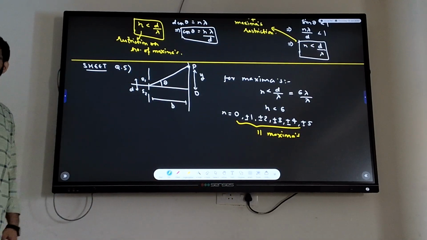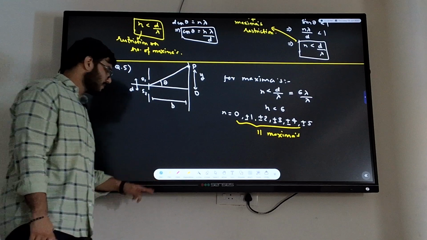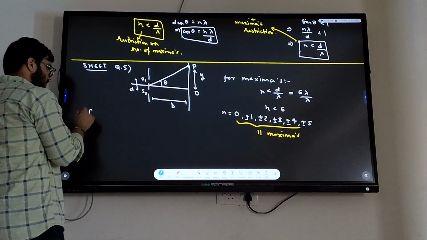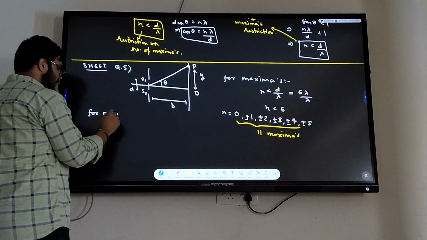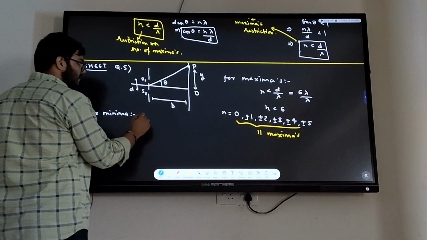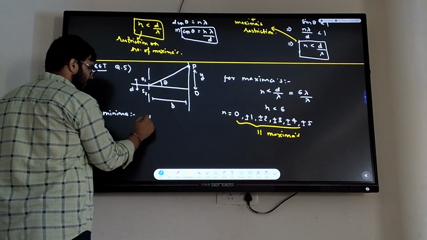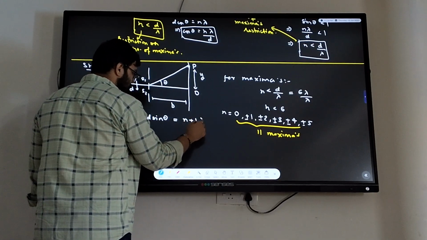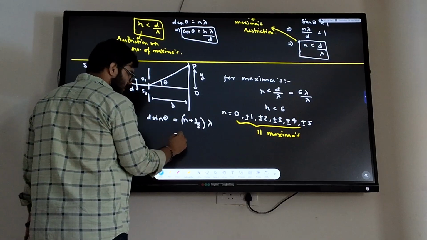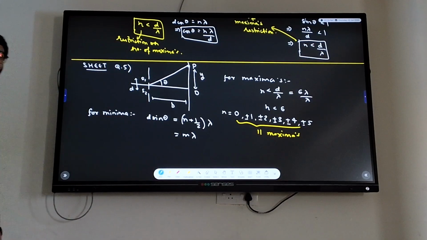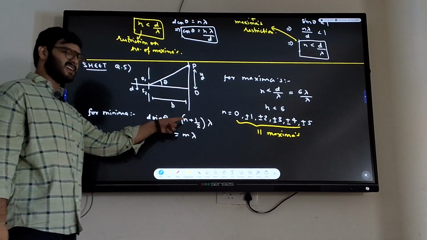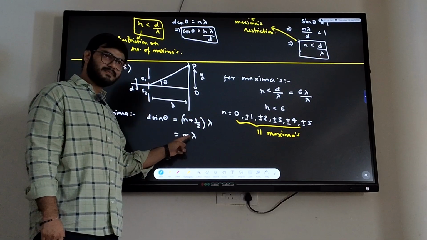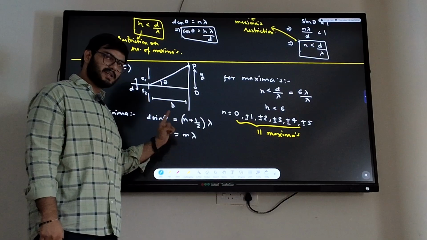Yes? How many number of minimas now? What was the condition on minima? For minima, what was the condition? That d sine theta should be equal to n plus half lambda, right? Let me call it m lambda. And then m will take all the values that n can take. So n can take 0 and then what will be m? Plus minus half.